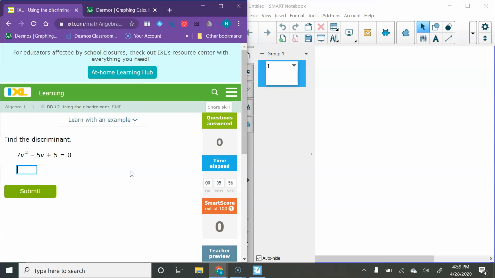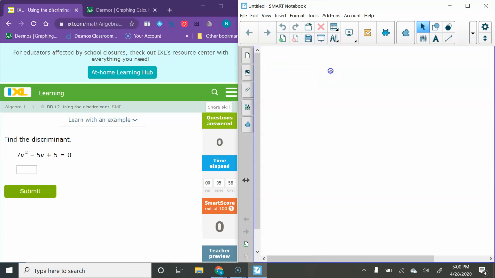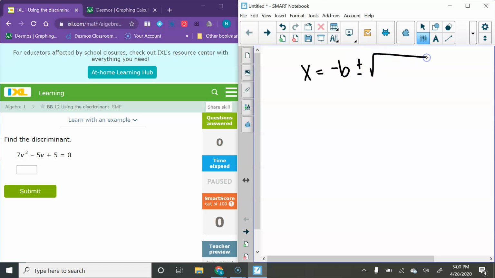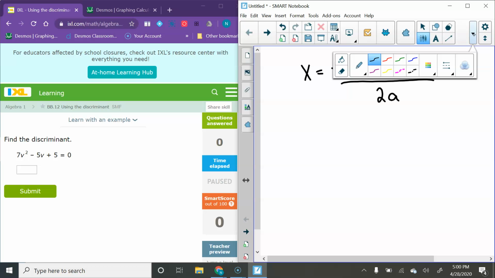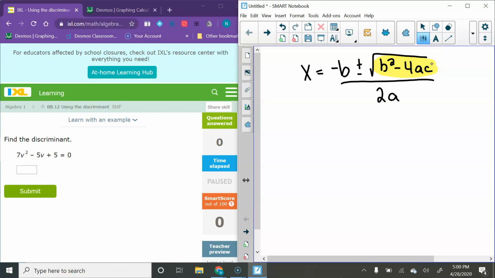So, whenever you're looking at the quadratic formula, which is x equals negative b plus or minus the square root of b squared minus 4ac, all over 2a. This part right here, this b squared minus 4ac, the part that's underneath the square root, that is your discriminant.